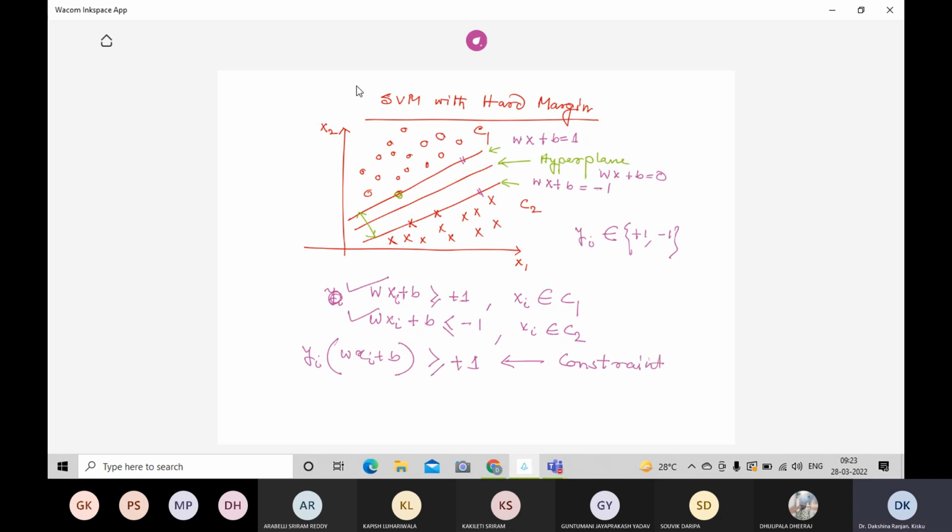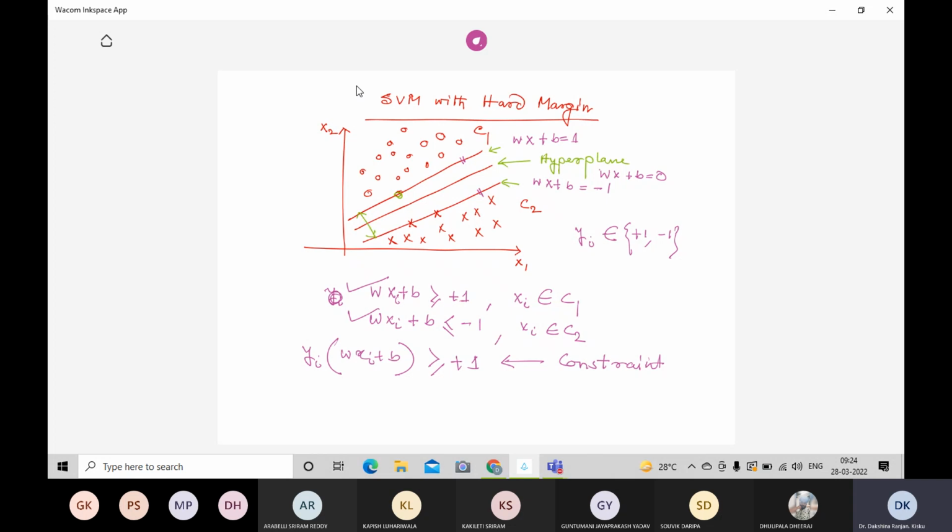Okay, so in this constraint we are combining both the classifiers which are used for class C1 and C2 by associating them with the class information yi. So here we can have yi times (w xi plus b) greater than or equal to plus 1. Whatever the class information, this constraint will be greater than or equal to plus 1. That means this constraint will always be positive.